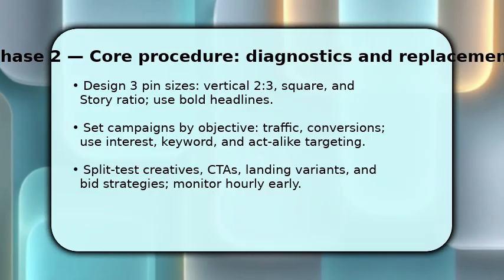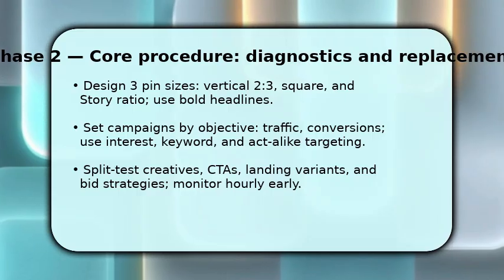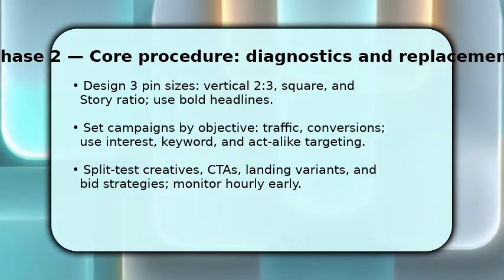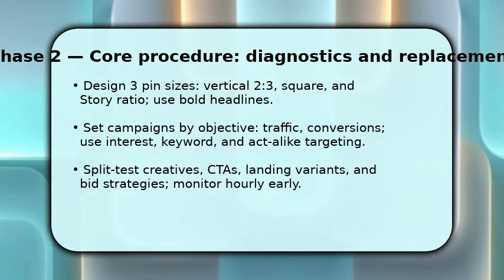Once live, split test creatives, CTA, and landing variants with separate ad groups. Use manual bids at first to control spend. Monitor hourly for the first 48 hours, then shift to daily optimization.